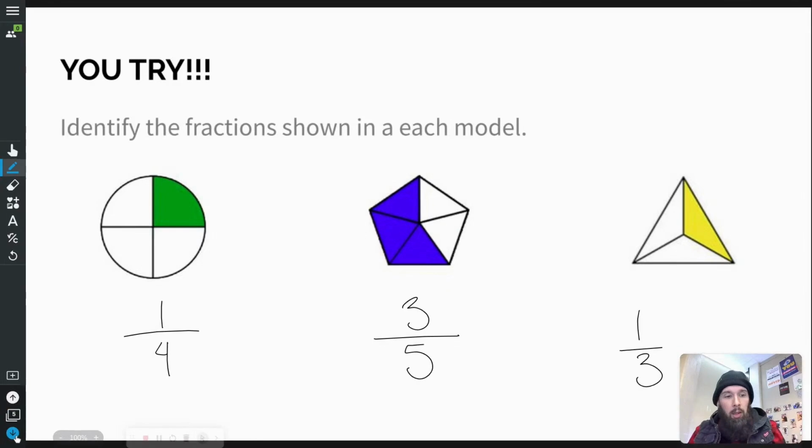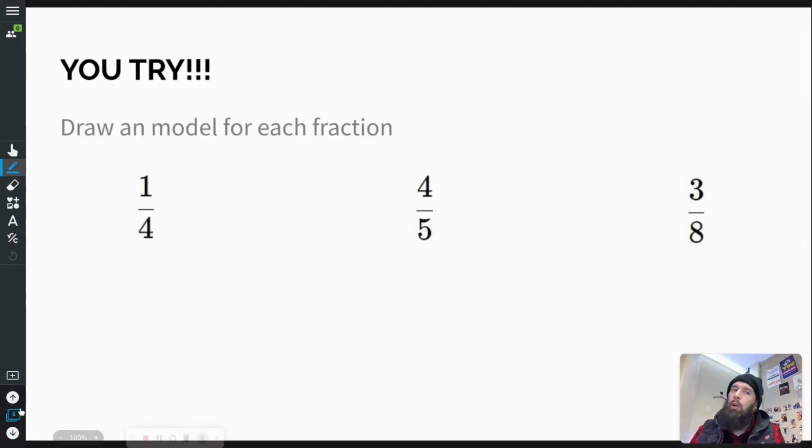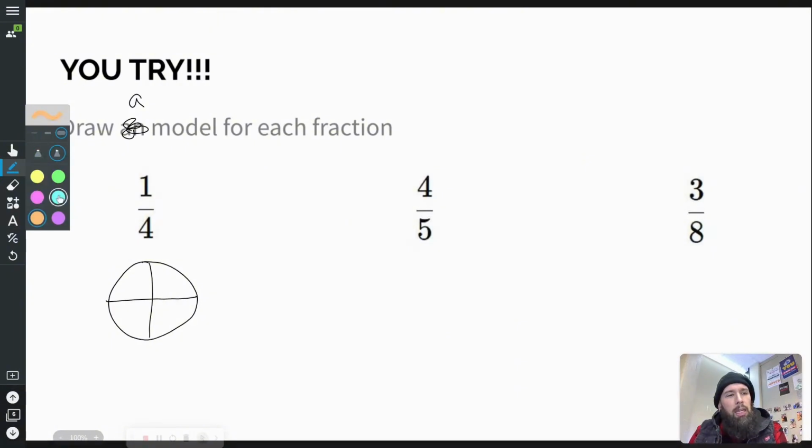That's the easy part. Now the hard part, me drawing some pictures. Draw a model for each fraction. So I'll do a circle here, why not? Let's cut it into 1, 2, 3, 4 parts, and let's shade one of those.